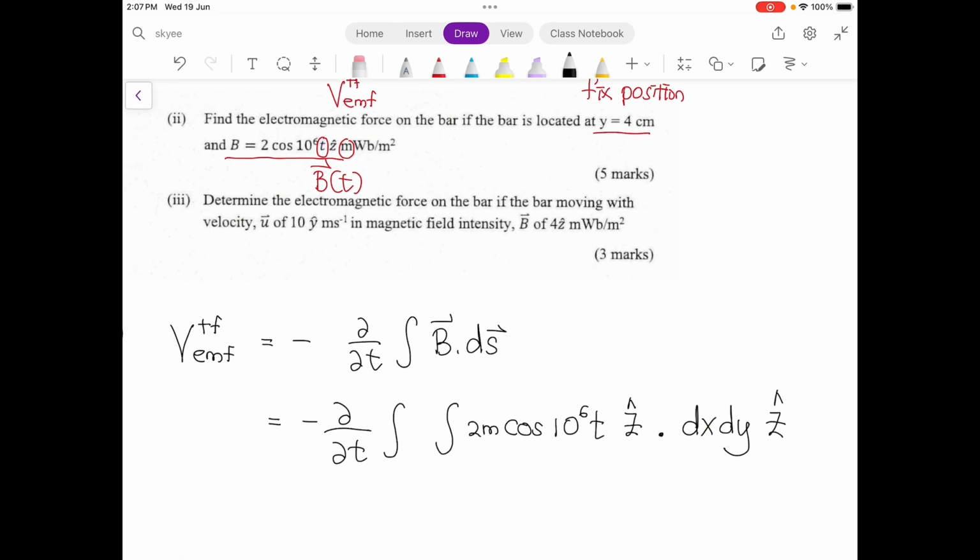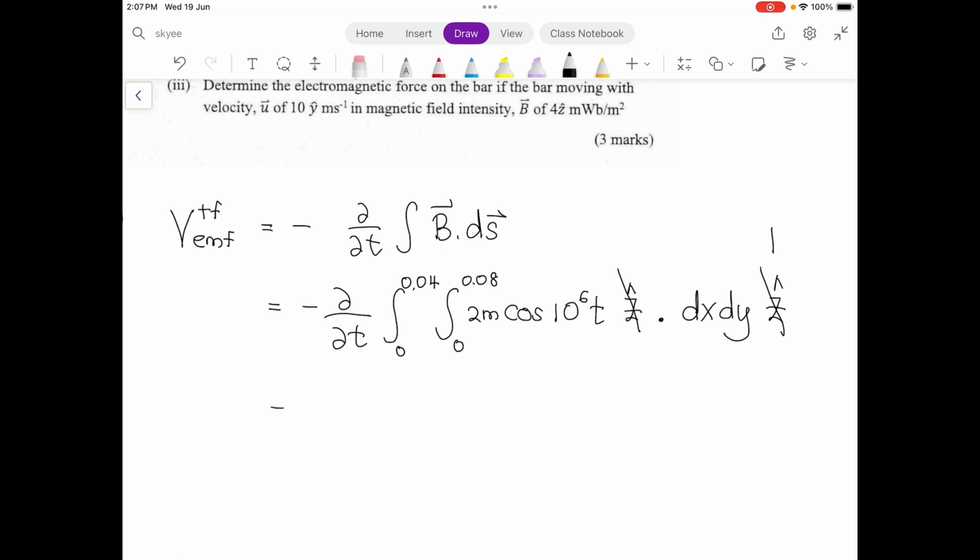The interval of dx will be from 0 to 0.08, and for dy it is 0 to 0.04. So this one equals 1. Right. So let's integrate.